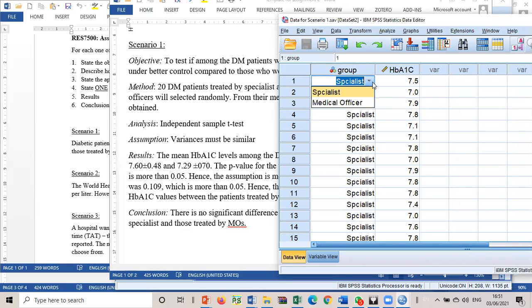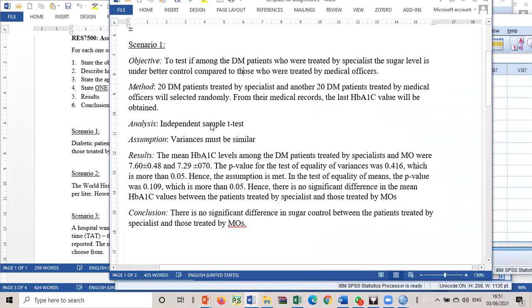Therefore, it will be an independence test. What's the assumption in this? Check the notes. Variances must be similar. Do the analysis. Recall the mean values. Test the equality of means, and then test the equality of variance.